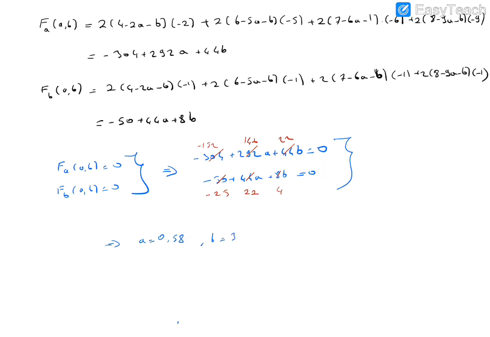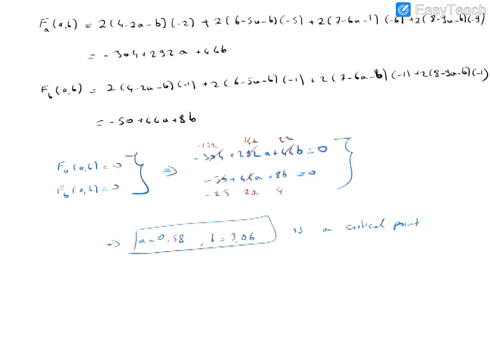So with these values, the function F(a,b) is the smallest, most probably. But by using the second derivative test, we should verify. This is our critical point. Let's show that this is a minimum value. Actually, the function F attains the minimum value at the point (0.58, 3.06).